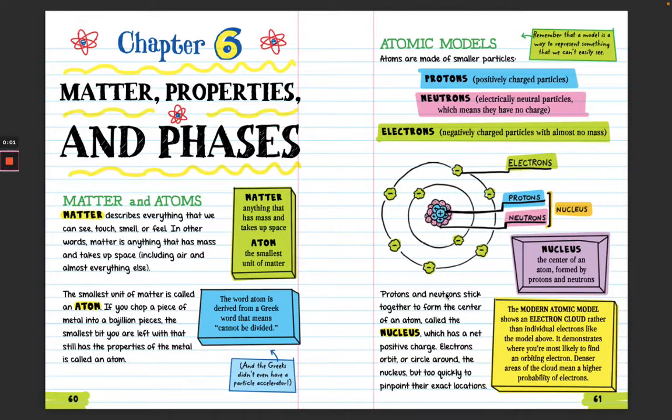Chapter 6, Matter, Properties, and Phases. Matter and Atoms. Matter describes everything that we can see, touch, smell, or feel. In other words, matter is anything that has mass and takes up space, including air and almost everything else.